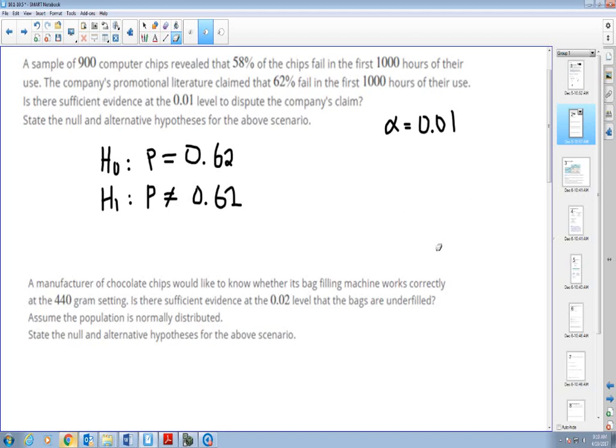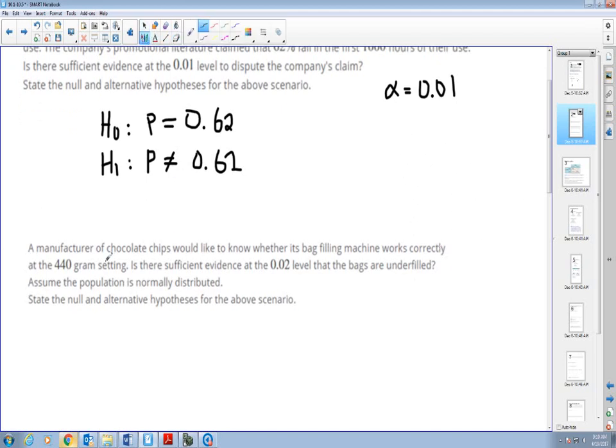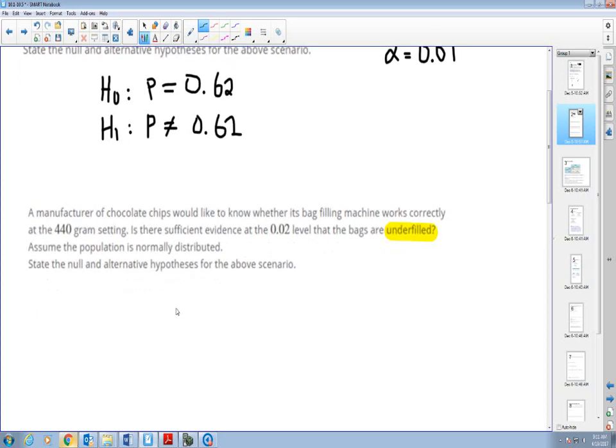Okay. All right, let's try another one. Maybe this will make a little bit more sense. A manufacturer of chocolate chips would like to know whether its bag filling machine works correctly at the 440 gram setting. Is there sufficient evidence at the 0.02 level that the bags are underfilled? All right, state the null and alternative hypothesis. So all we're doing right now is writing down the null and alternative hypothesis.